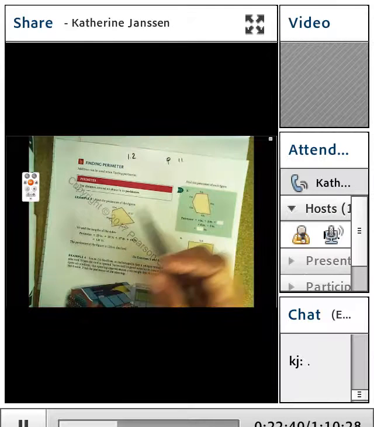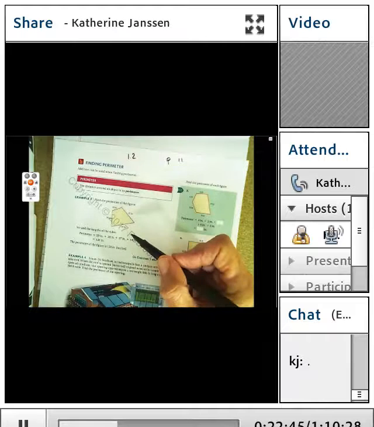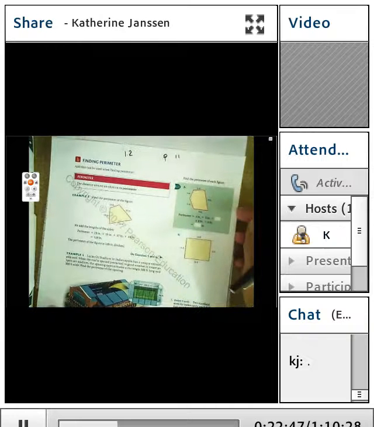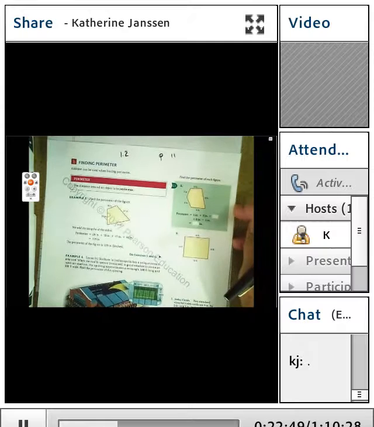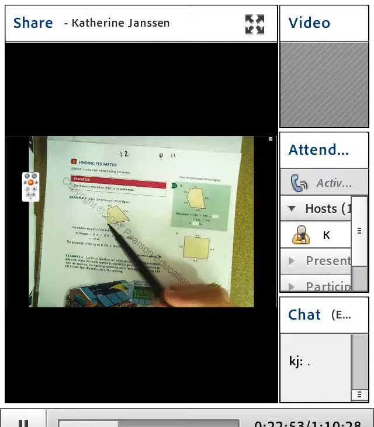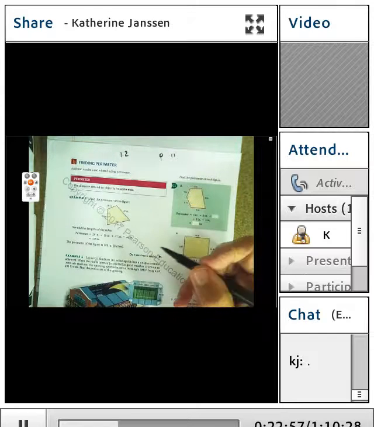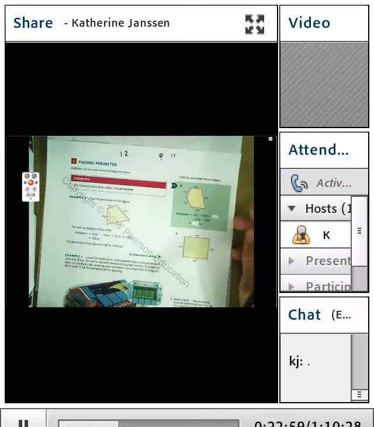The distance all the way around an object is called the perimeter. You might put a fence around your garden to keep the rabbits out. Putting a fence all the way around your garden, you're going to have the distance all the way around. The perimeter is the distance around.